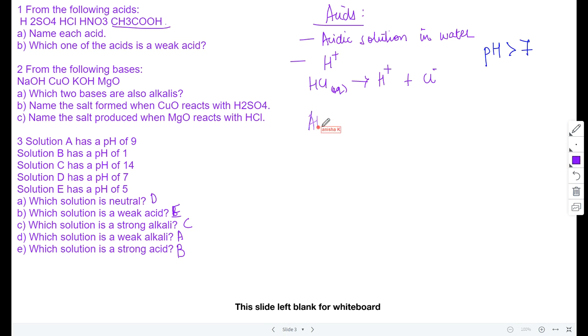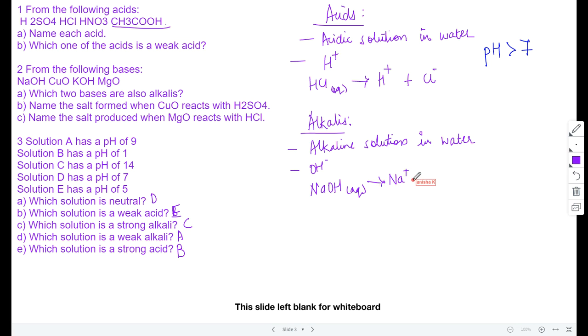Then comes the alkalis. They form alkaline solution in water. Okay, and they are the sources of hydroxide ions. That is, if I take an example of NaOH in aqueous solution, it gives me Na plus and OH minus, right? And here my pH is more than 7.